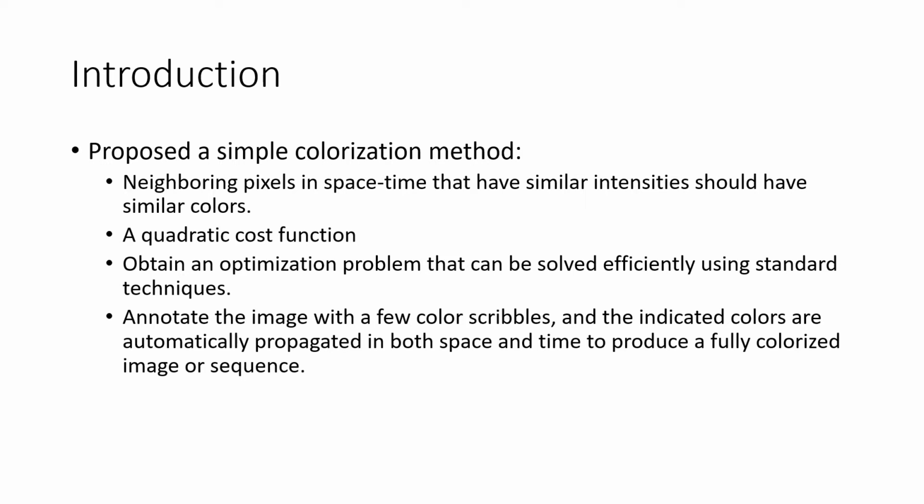To summarize the whole paper from a bird's eye view, we have a grayscale image and we annotate the image with some color hints or a few colors scribbled in some specific regions, and the indicated colors are automatically propagated in both space and time to produce a fully colorized image or sequence.